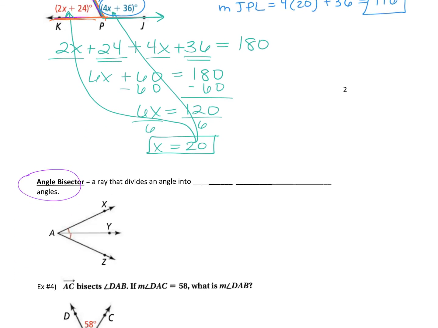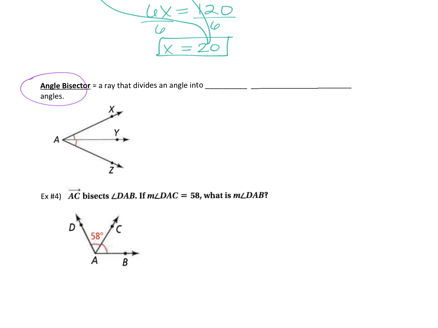Okay, last thing is an angle bisector. We talked about a segment bisector before. Do you remember what a bisector does? Cuts it in half. Yeah, so you're going to have two equal parts. So an angle bisector is cutting this big angle in half, meaning these two parts are congruent, which you have the little markings there. So it's a ray that divides an angle into two congruent angles.